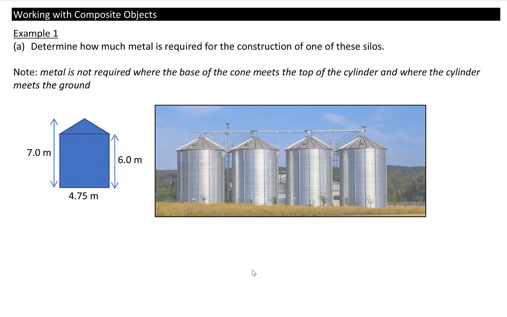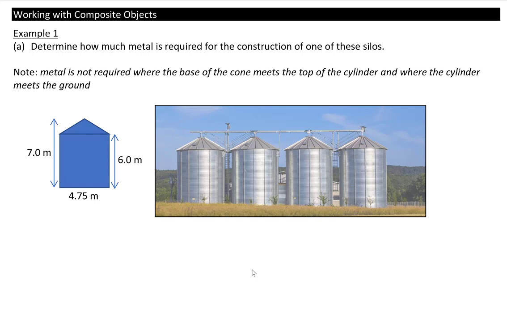Now we're going to look at working with composite objects. And all that means is working with multiple geometric figures. In example 1, let's determine how much metal is required for the construction of one of these silos.